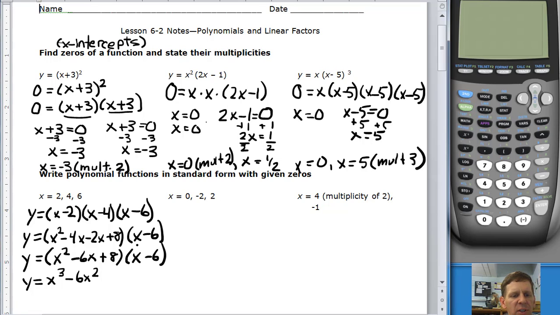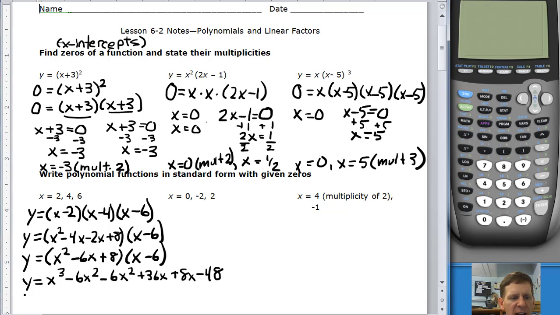Then I'm going to take negative 6x times each of these things. So negative 6x times x is negative 6x squared again. Negative 6x times negative 6 is positive 36x. And then we're going to multiply the 8 times both of these things. We're going to get 8x minus 48.